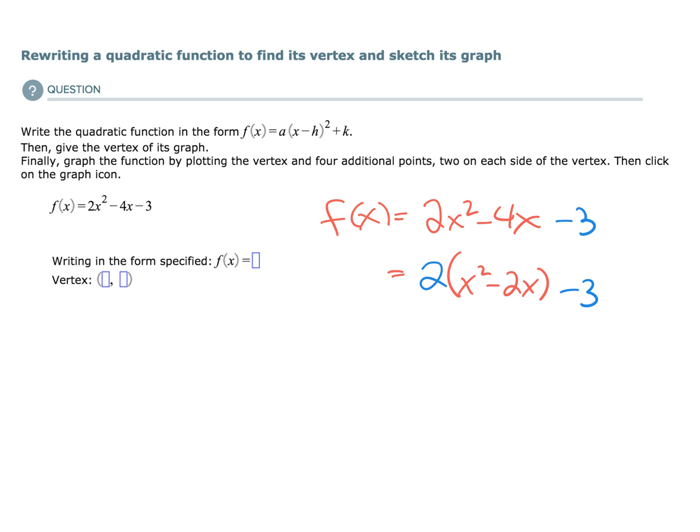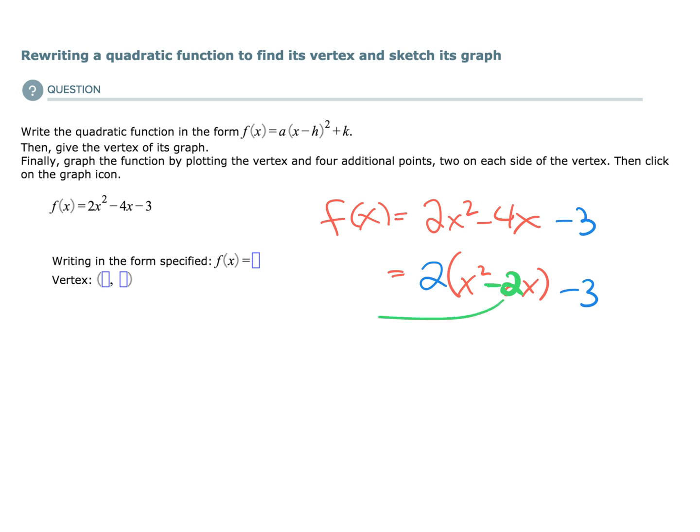I want to turn this red part, the x squared minus 2x, into x minus h squared. Meaning I want to turn this into a perfect square. And there's a trick for how to do that. I pay attention to what's being multiplied by x. In this case, negative 2, and that minus is part of it. If it's a plus, it's a plus. If it's a minus, it's a minus.